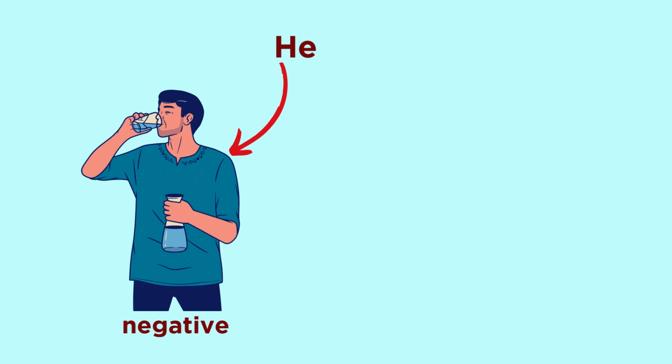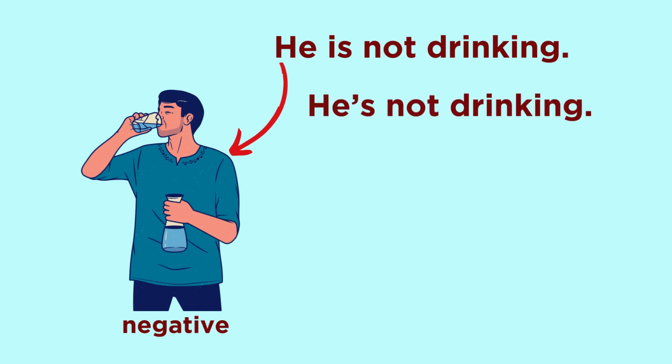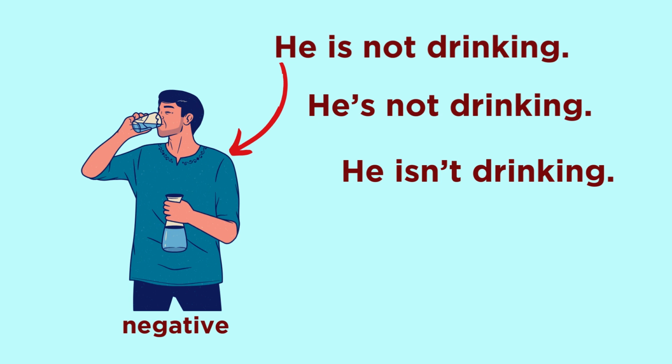How will be the negative sentence? He is not drinking. Or else you can say, he's not drinking. Otherwise, it can be shrunk as he isn't drinking. Okay, you can contract is and not into isn't. He isn't drinking.